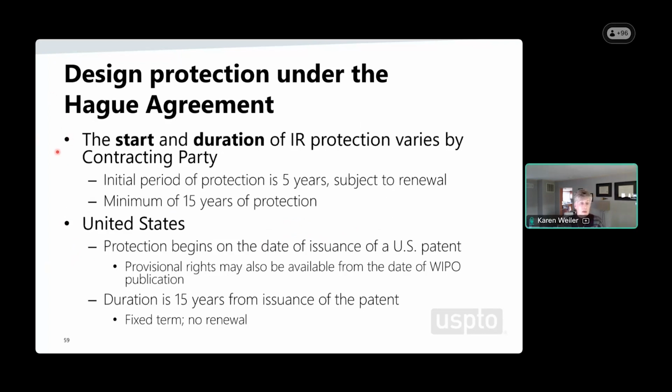So what is the scope of design protection? As mentioned before, it varies per country, but in terms of duration, uniformly there is an initial period of protection for 5 years subject to renewal, and together there must be 15 years minimum of protection. So for the United States, protection begins on the day of issuance of a U.S. patent, although provisional rights may be available from the date of WIPO publication, and the duration is always 15 years.